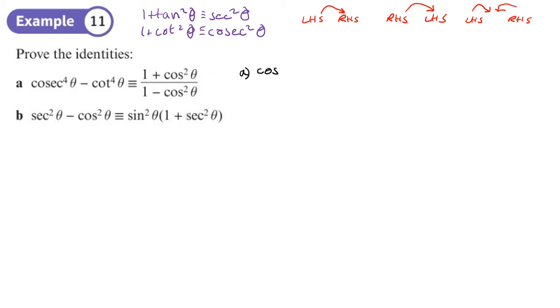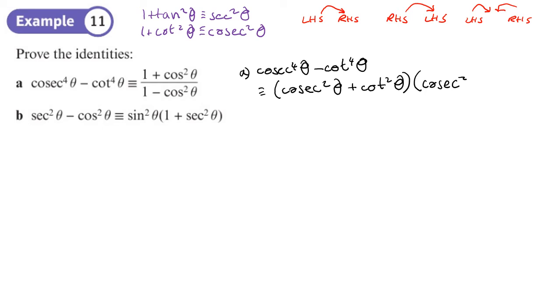So cosec power 4 minus cot power 4. Let's factorize that. So cosec squared plus cot squared in the first bracket, and then in the second bracket cosec squared minus cot squared. Okay, so that's step number 1.